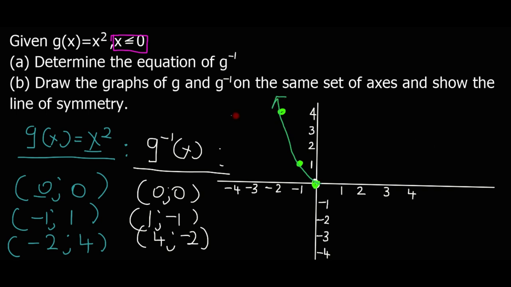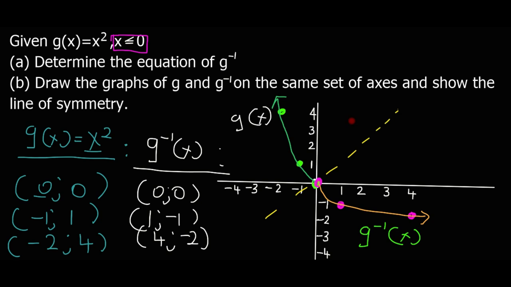And then let's name it g of x. Now I'll draw the inverse. We have 0 and 0, and then 1 and negative 1, and 4 and negative 2. So this is our shape, and this is g inverse. And then now, I'll draw the line of symmetry. So this is y equal to x. So that's it for this question.